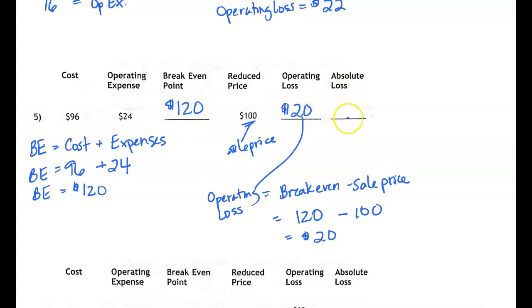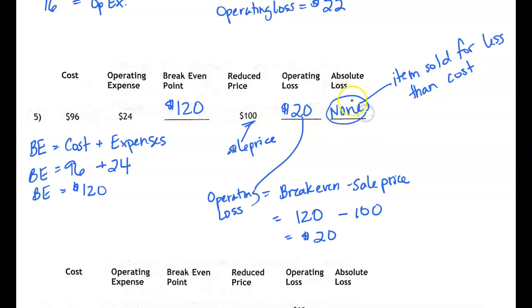An absolute loss means that the item was sold for less than the cost. Now in this case, the item was sold for $100, but the cost was $96. So in this case, the item was not sold for less than the cost. So we're going to say that there is no absolute loss.